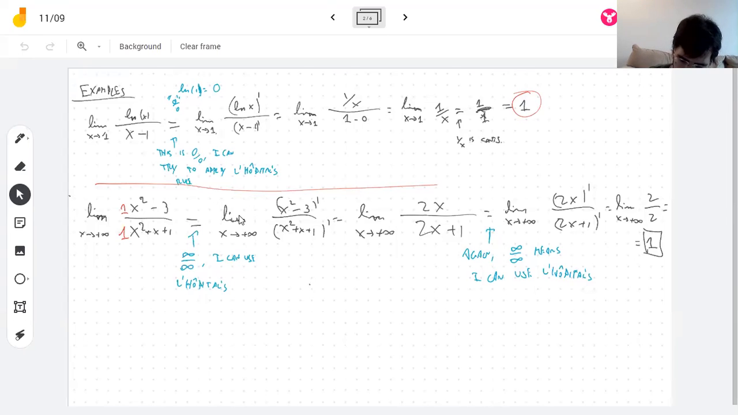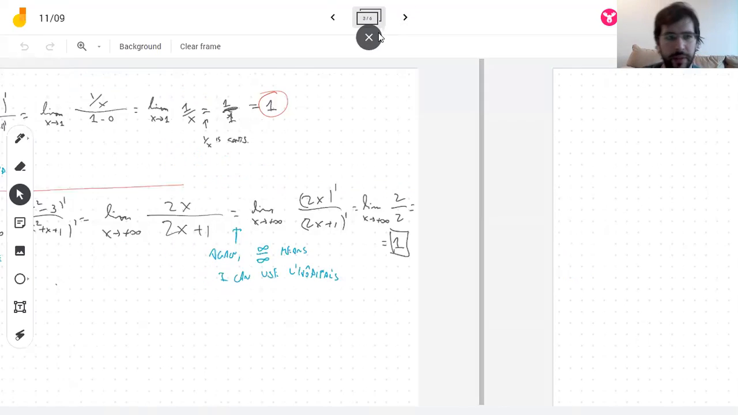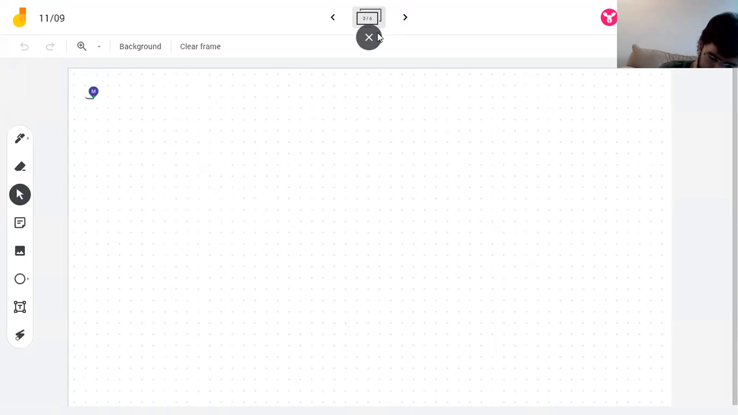Okay. Maybe one more. The limit as x approaches 0. This is the one from the book. Tangent x minus x divided by x cubed. Do we know how to do this?